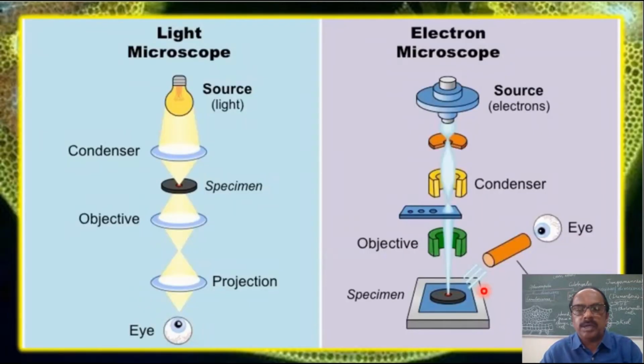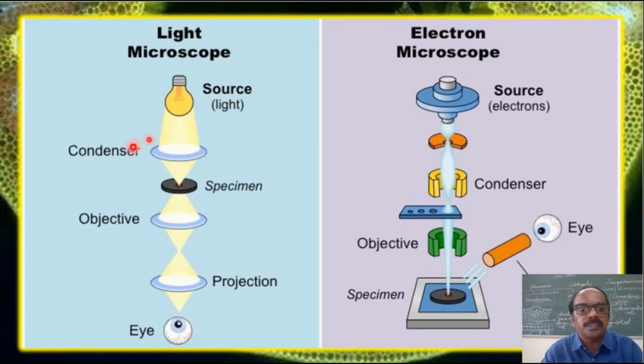This is the electron microscope. And this is the difference between the light microscope and the electron microscope. In the light microscope, you are using light as the source of energy, which passes through the objective lens, and later it is absorbed under the ocular lens. There is a condenser also.